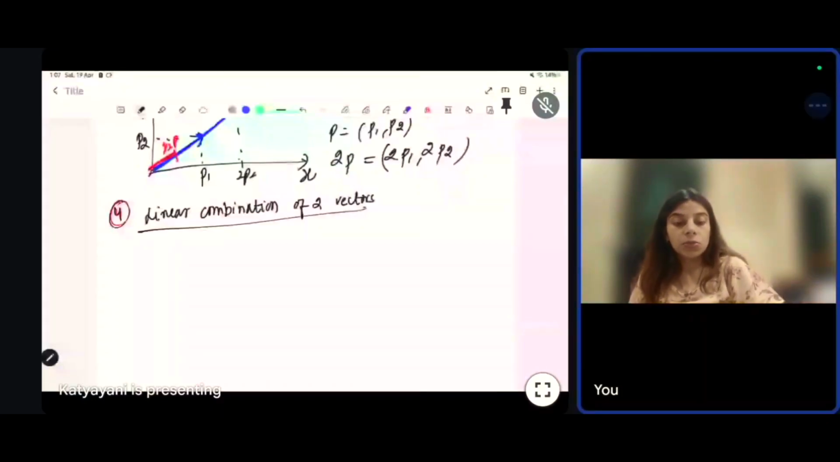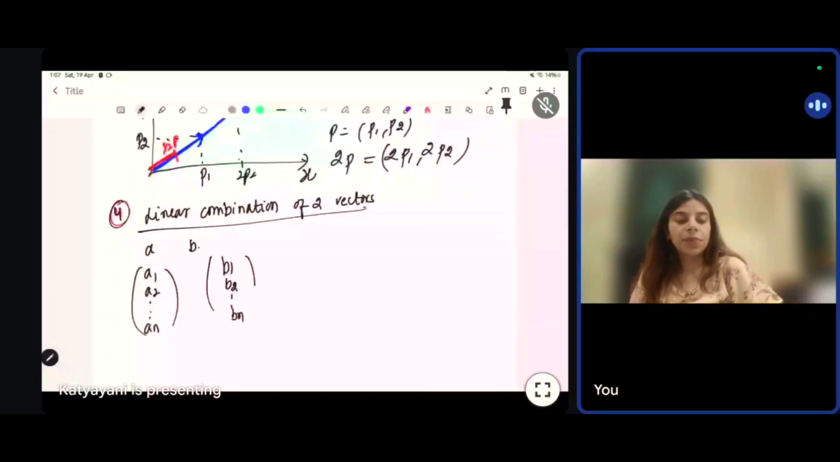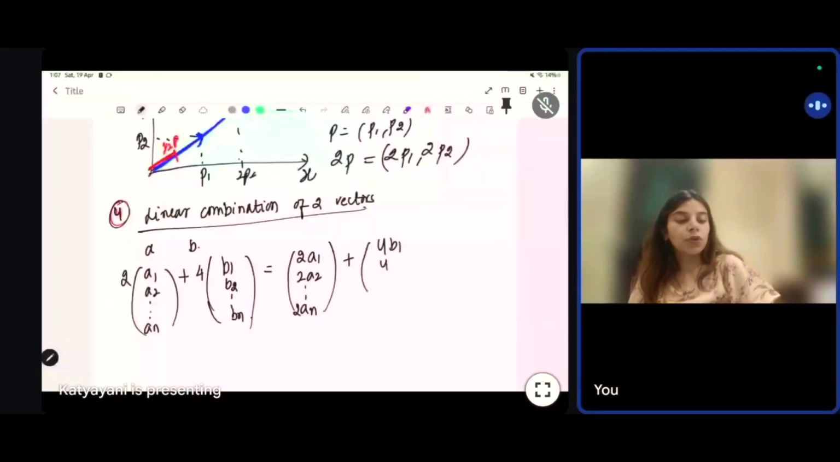Right? So suppose there is a vector A and there is another vector B. A being A1, A2 and so on till An, and B being a different vector, B1, B2 and so on till Bn. Suppose I'm multiplying them with scalars, I'm multiplying A with 2 and B with 4, and then adding them. So what does it become? It becomes 2a1, 2a2 and so on till 2an plus 4b1, 4b2 and so on till 4bn.